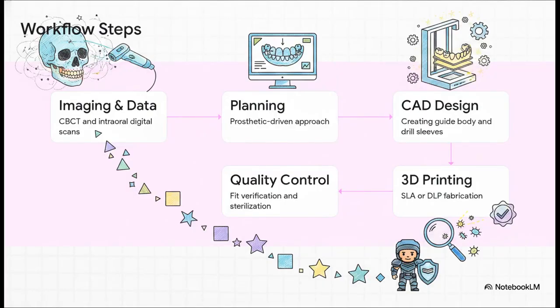And here are the exact 5 steps that make this whole thing happen. 1. Digital imaging and data acquisition. 2. Prosthetic-driven planning. 3. CAD software design. 4. 3D printing fabrication. And 5. Quality control. I like to think of the patient's digital data here as sort of a dynamic architectural blueprint, or even better, like a character in a video game. At each of these stages, that raw data levels up. It gains more detail, a clearer purpose, and eventually physical form, right up until it's perfectly ready for surgery.